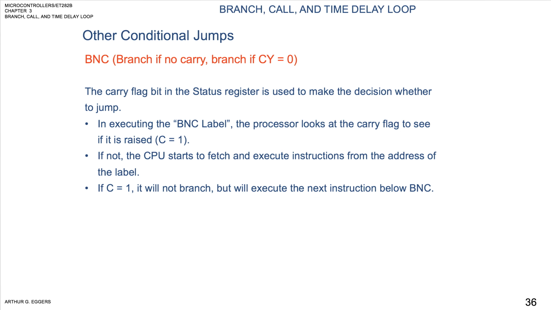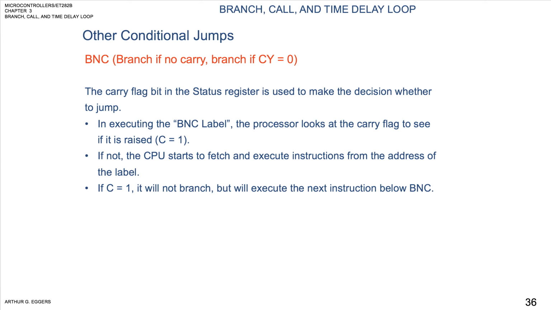Next, let's look at the branch if no carry. So we looked at the Z flag. Now we're going to look at the C flag. With a branch if no carry, branch if CY equals 0, in this instruction, the carry flag bit in the status register is used to make the decision whether to jump. In executing the BNC label, the processor looks at the carry flag to see if it is raised or C equals 1. If it's not, the CPU then starts to fetch and execute instructions from the address of the label.